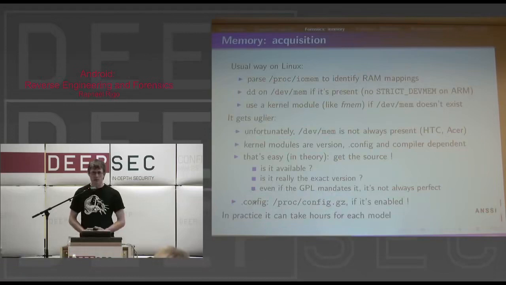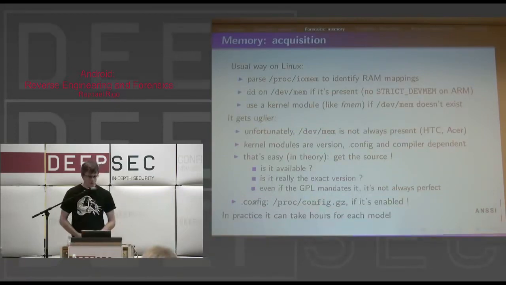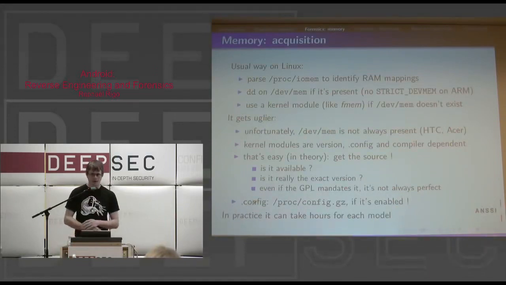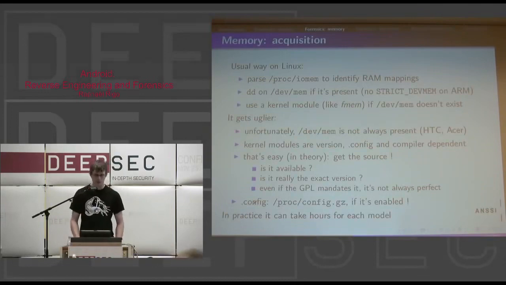And how do you get the .config file to rebuild your kernel or kernel modules? Either they activated config.gz and then you get it from the phone. Otherwise, you hope that it's included in the source code. In practice, just getting the source code, rebuilding, and finding the right configuration can take hours for every phone model. So if you go this way, you acquire the memory. Now you have to analyze it.